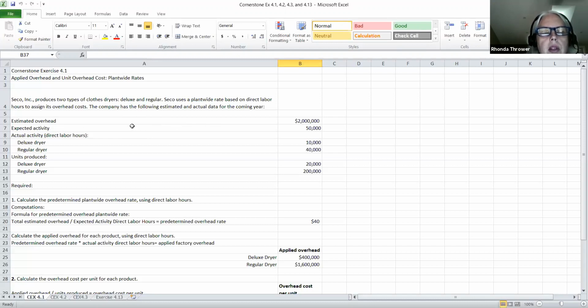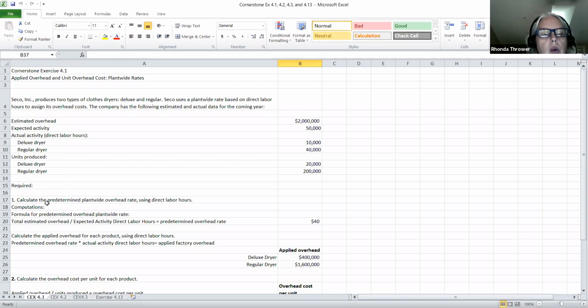Notice they've given us that the estimated overhead is $2 million. The expected activity is 50,000 direct labor hours. Then they've given you actual information based on the dryers that we are producing. Our actual direct labor hours for the deluxe dryer is 10,000. For the regular dryer it is 40,000 hours. The units produced of the deluxe dryer are 20,000 and the regular dryer are 200,000 units produced.